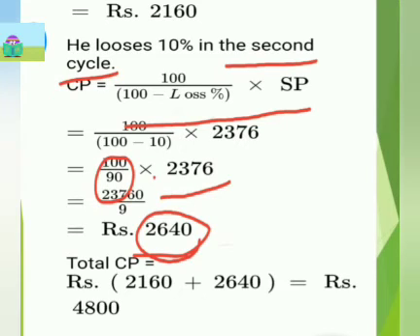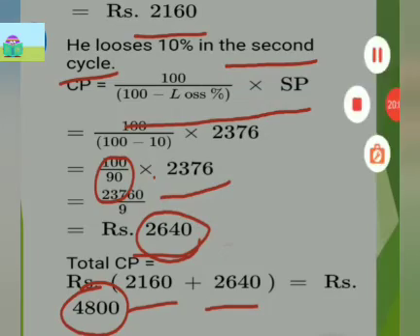Now let's calculate the CP of both the bicycles and the selling price of both the bicycles. So total CP we will calculate. In the first case the CP was 2160, and in the next case the CP was 2640. So the total CP is how much? 4800 here.